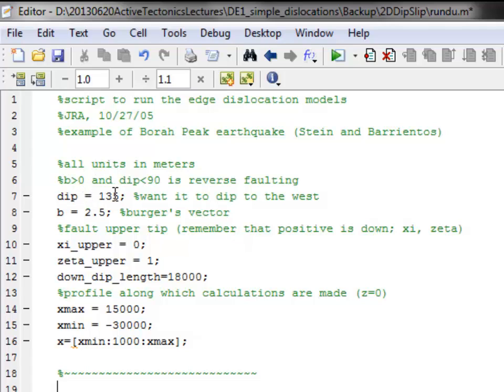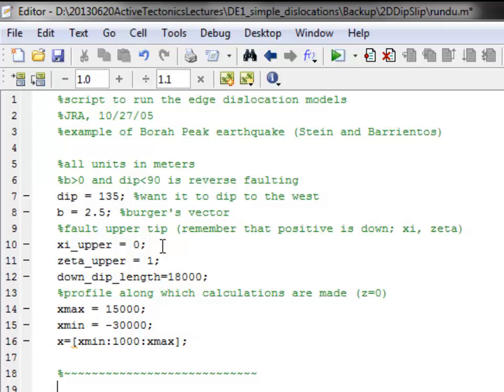So the dip is 135. You can experiment with these, you just change them. B is the slip, so 2.5 meters of slip. Burgers vector is just that term that comes from the mineralogists. Xi upper and zeta upper are where the top of the fault is, and these are in meters. Everything's in meters. So the X position is at 0, and the top is just 1 meter below the surface, because sometimes if you make it exactly 0, there's a divide by 0 case. So we need this to be close, but not exactly at the surface.